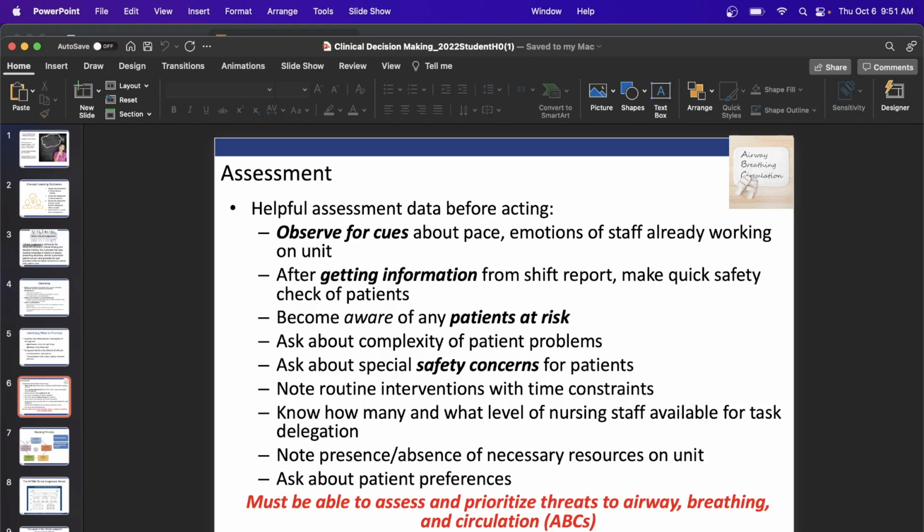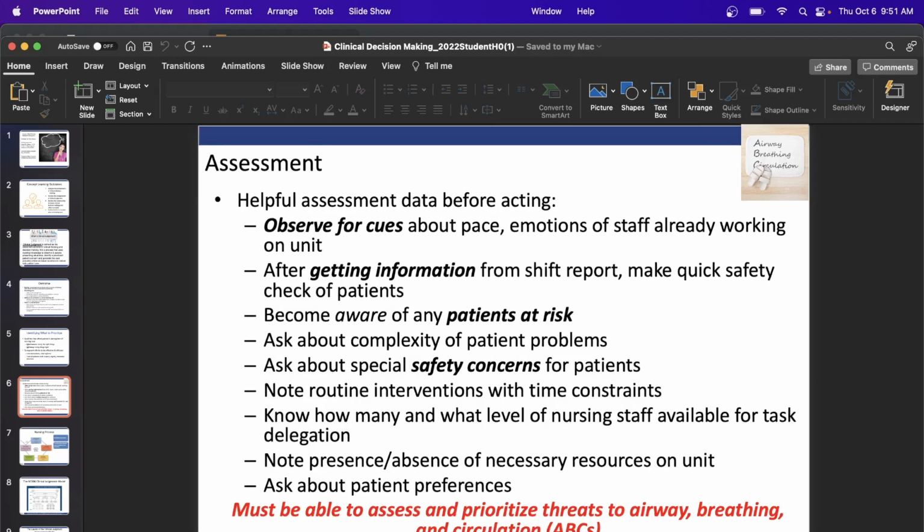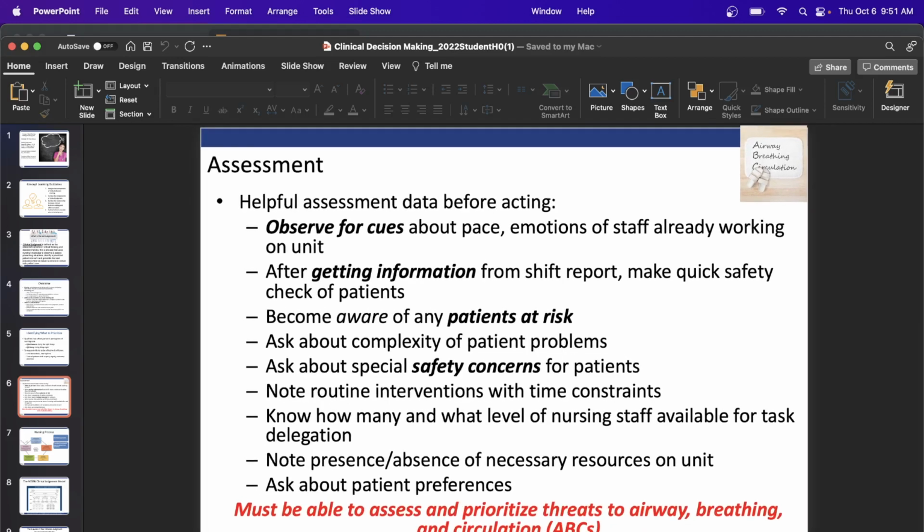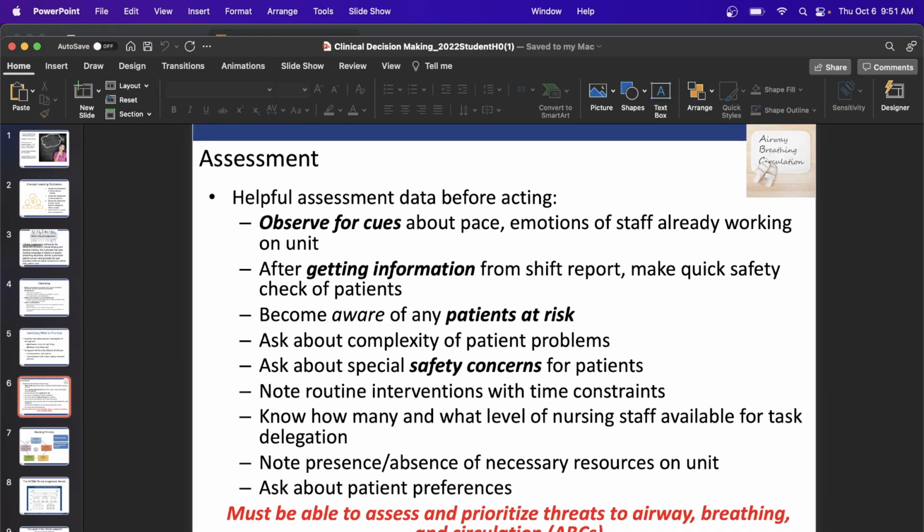So what do I mean by resources? Certainly staffing is a part of it, but what else helps us do our job well and keep people safe? Not just human resources, but the supplies that we need. Do you have the supplies that you need to do your job? Do you have enough WOWs on the unit? Do the WOWs work? Are there equipment failures?